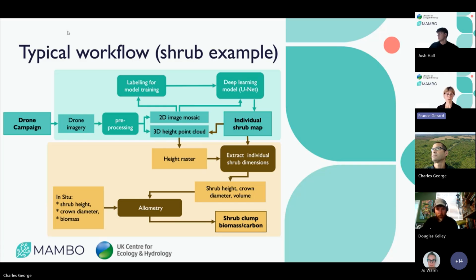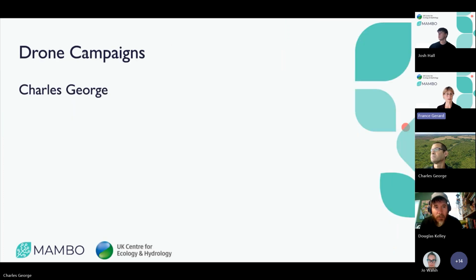But we added an additional workflow that allowed us to use these individual shrubs, use the height data that we've got from our point cloud, extract some shrub characteristics from it, and then feed it through an allometric equation that allowed us to derive shrub biomass. The allometric equations were developed by destructive sampling in situ at Strawberry Hill Farm. So this was the workflow we were facing, and now the team are going to go a little bit more in depth, looking at some of these things. Charles is going to cover the drone campaigns. Over to you, Charles.